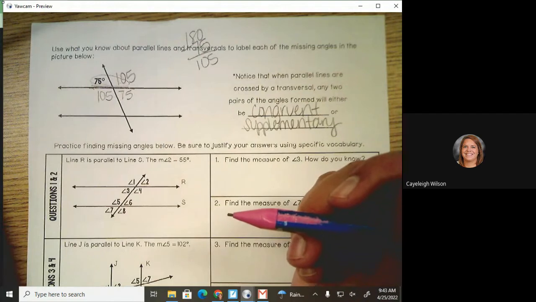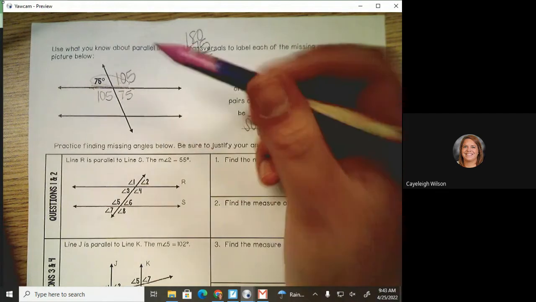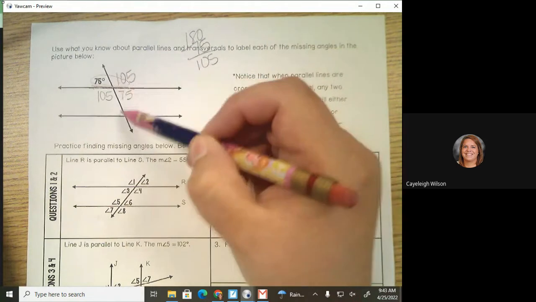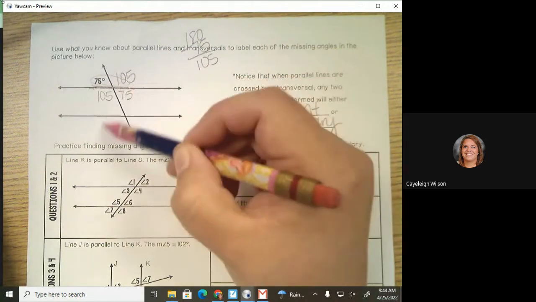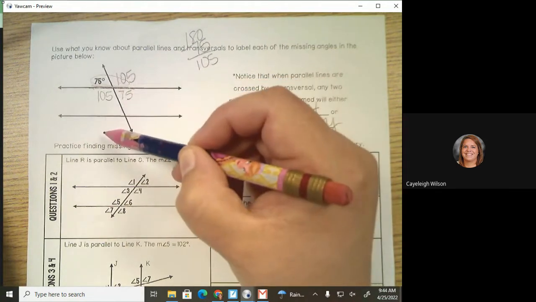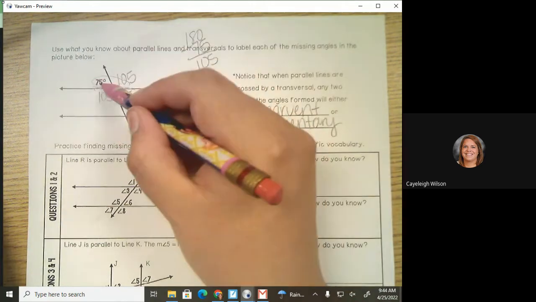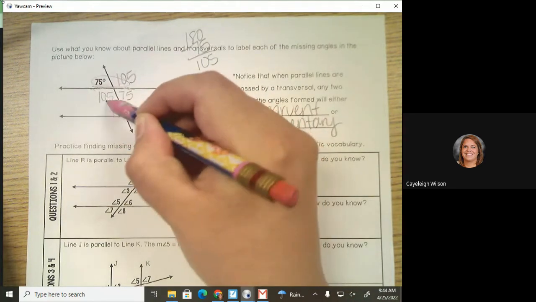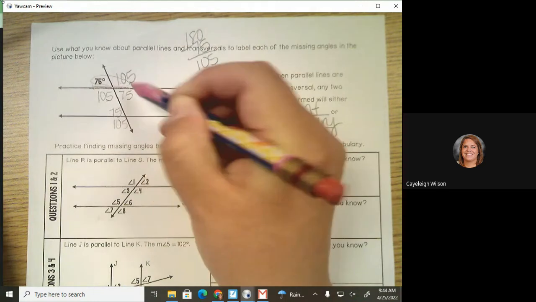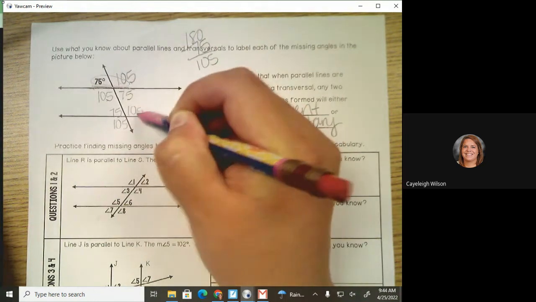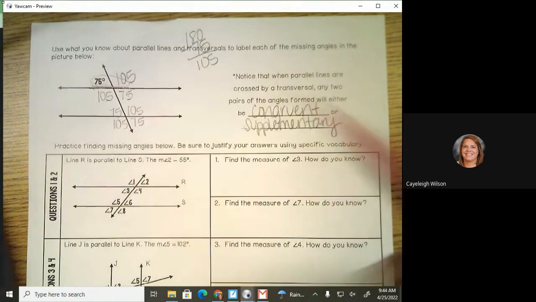And then it's like a mirror image because after that, these angles down here are corresponding angles. So if they're in the same spot, they're congruent. So if this is 75, so is this. If this is 105, so is this. If this is 105, so is this. If this is 75, so is this.